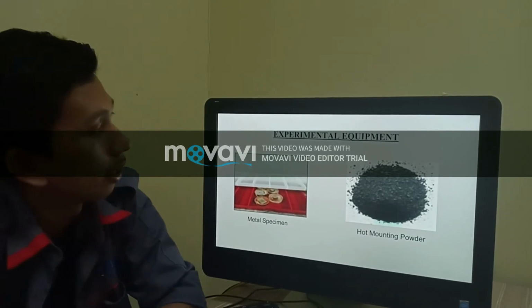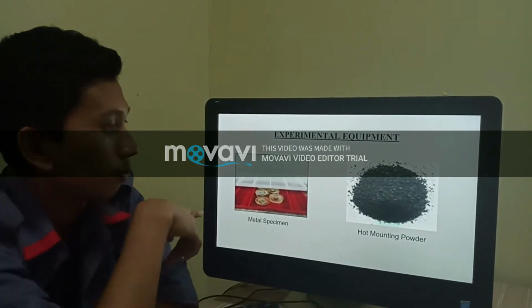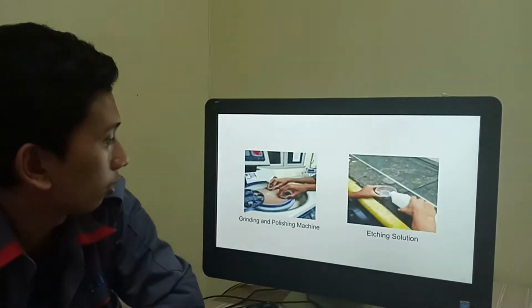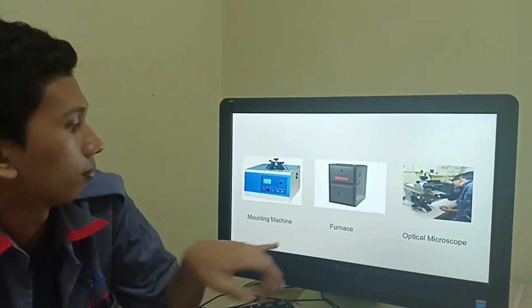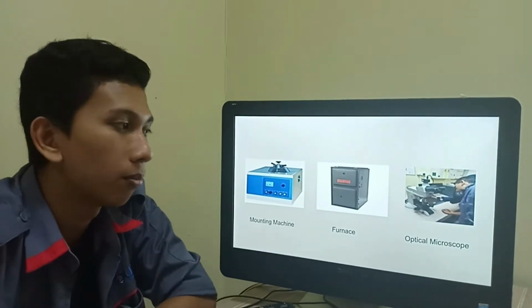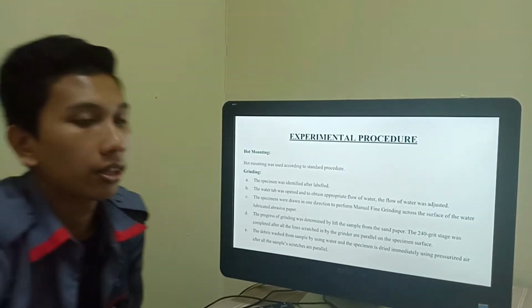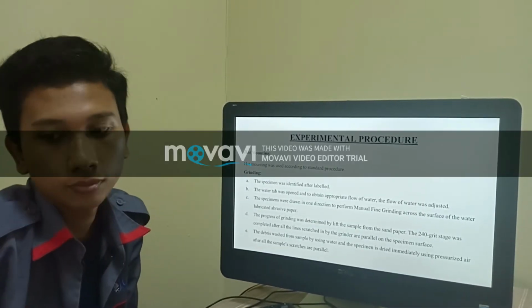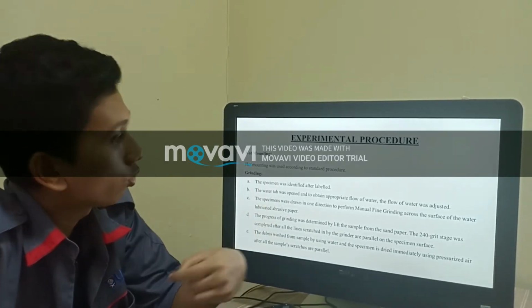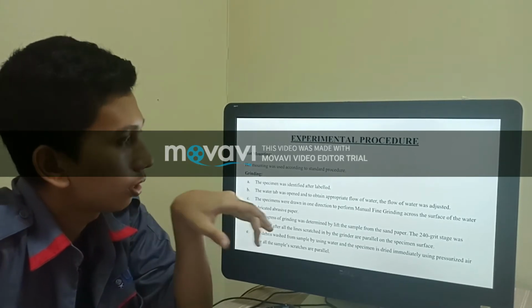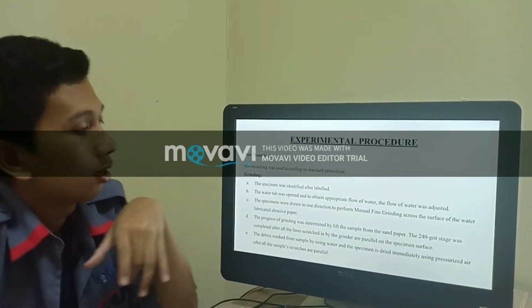This is the experiment equipment: metal specimen, hot mounting powder, grinding and polishing machine, etching solution, mounting machine, furnace, and optical microscope. So this is the experiment procedure. For hot mounting, hot mounting was used according to the standard procedure.